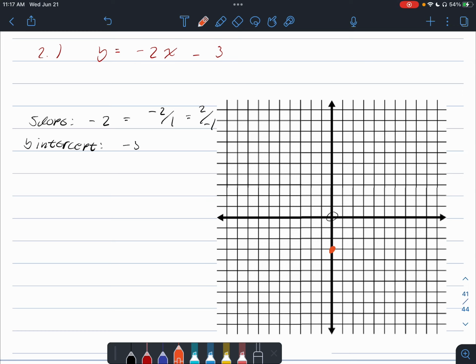So our slope is negative 2. So that means if we look at it as negative 2 over 1, our rise is negative 2, so we're going to go down 2. And our run is 1, so we'll go to the right 1.